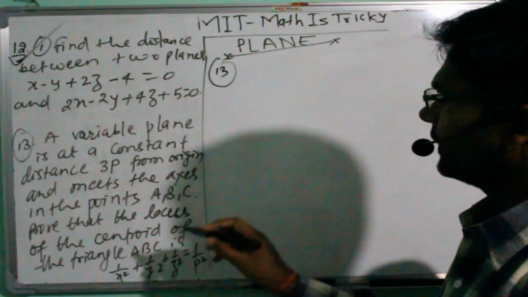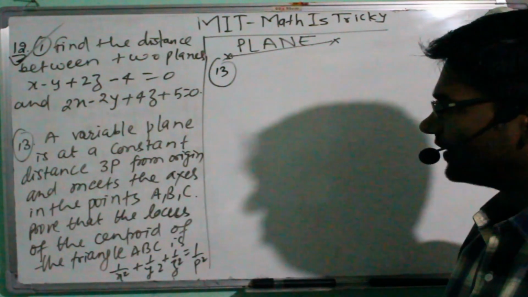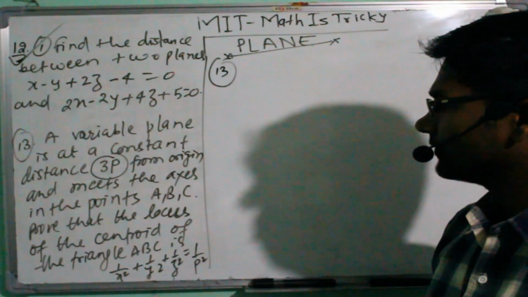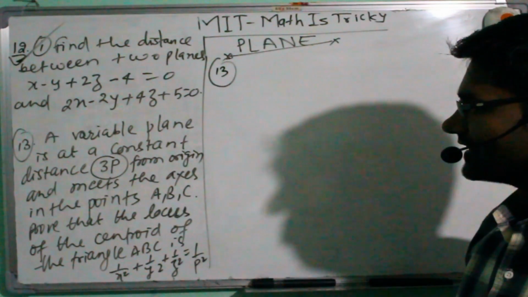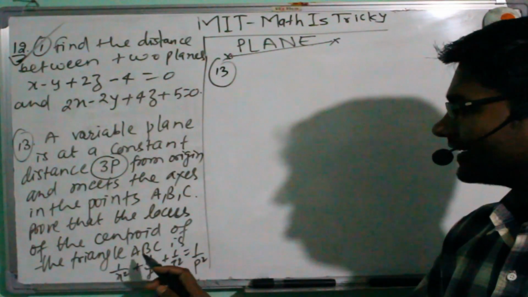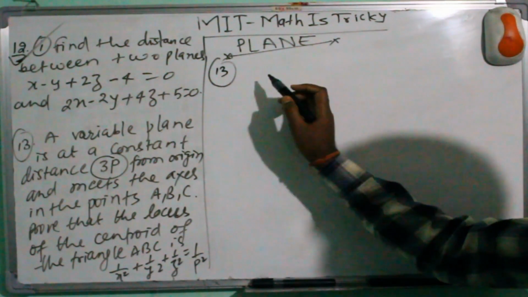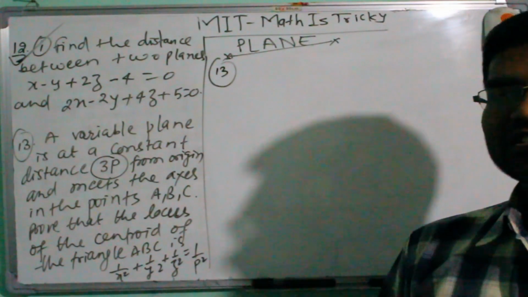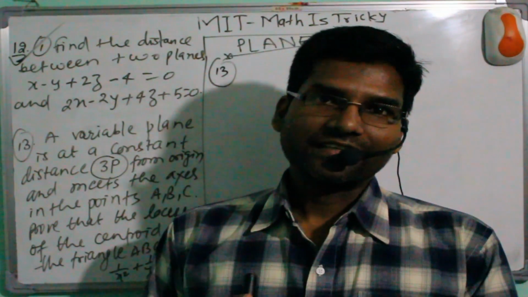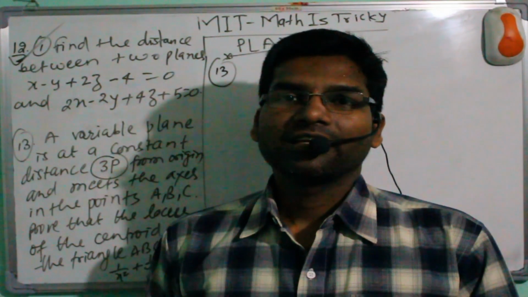A variable plane is at a constant distance of 3p from origin, and it meets the axes in the points A, B, C. Prove that the locus of the centroid of this triangle ABC is 1 by x square plus 1 by y square plus 1 by z square equals 1 by p square. As the plane meets the x-axis, y-axis and z-axis at A, B, C, we can get x-intercept, y-intercept and z-intercept. So we'll consider the equation of plane in intercept form.